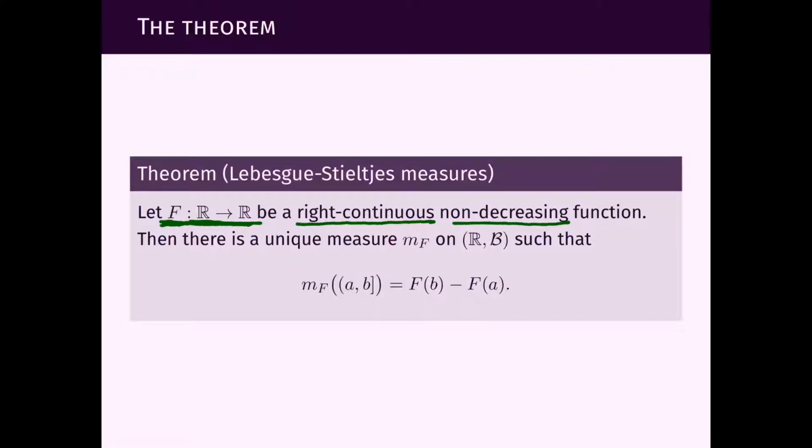Then the theorem says there is a unique measure that we denote by m sub f. The subindex indicates that this measure depends on f. It was created using f. On the sample space, the real line with sigma algebra the Borel sets, there is a unique measure that assigns to each left open, right closed interval exactly the variation of this function f on that interval.